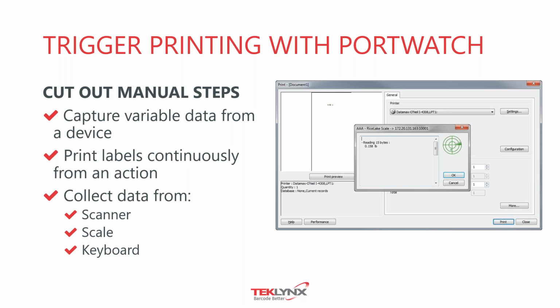PortWatch can also continuously poll, meaning that the print job is actually initiated from the output of the device. So if this is a scale we're talking about, every time something is weighed, CodeSoft would print out a label. Alternatively, every time something is scanned, the software would print out a label.